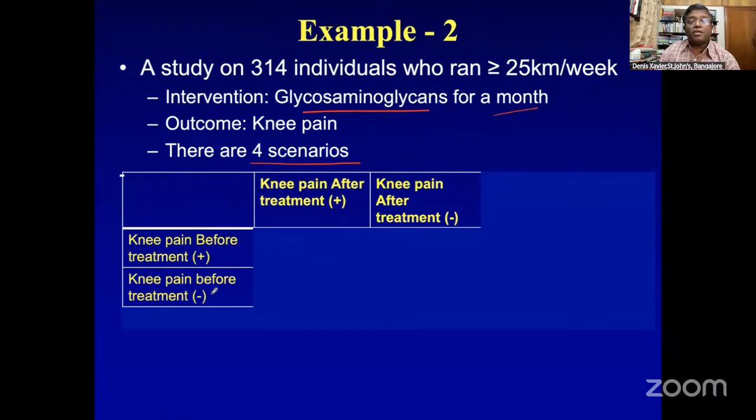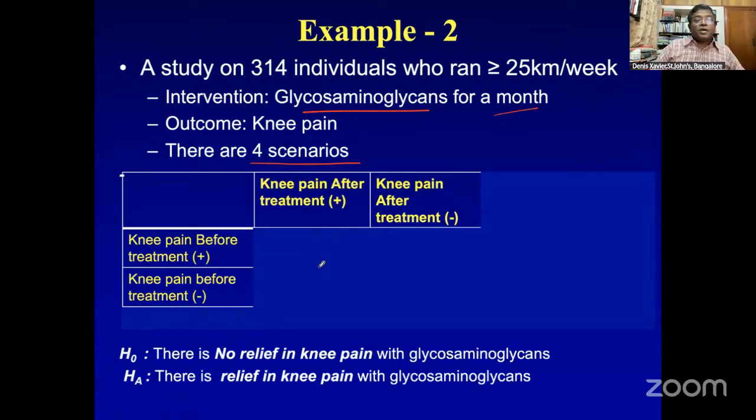Now look at this third scenario. This is how biology is. It is not physics. Biology is all over the place to mess us up. These people had no knee pain before treatment, and after treatment, they developed knee pain. Now, is it because of the treatment? Or is it because of something else, or because of their running, or whatever else? And the last group is a happy group, no pain before, no pain after.